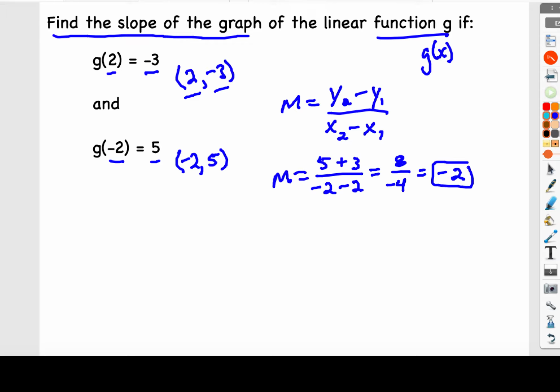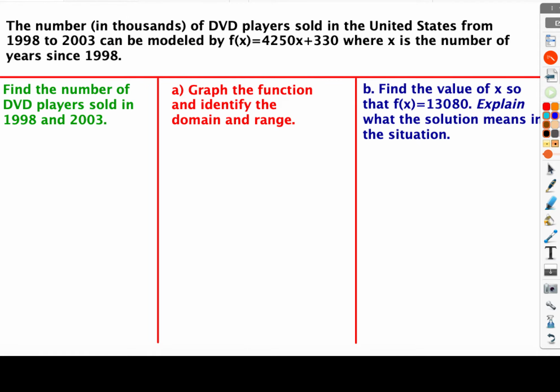Now, that's just one way algebraically we can use the idea of function notation. It's just a different way of reading the points. G of 2 is saying input 2, output negative 3. Well, another way we can do that is using real world problems. What if they give us a function, f of x equals 4,250x plus 330. It represents, again, the number of DVD players sold in thousands. Now, we're going to want to keep that in mind, in thousands in the US between 1998 and 2003.